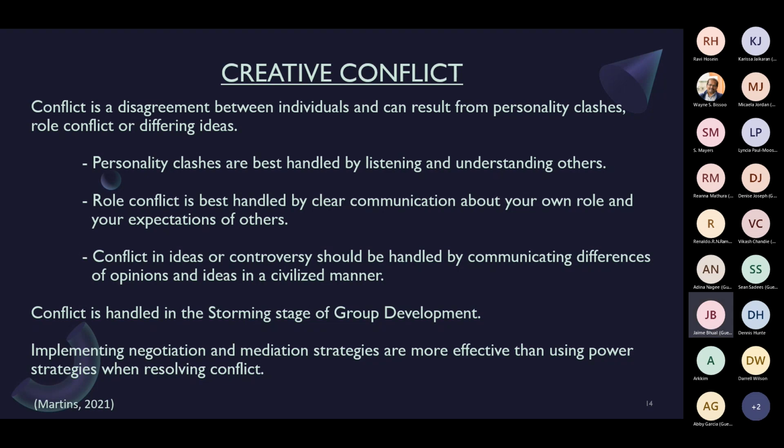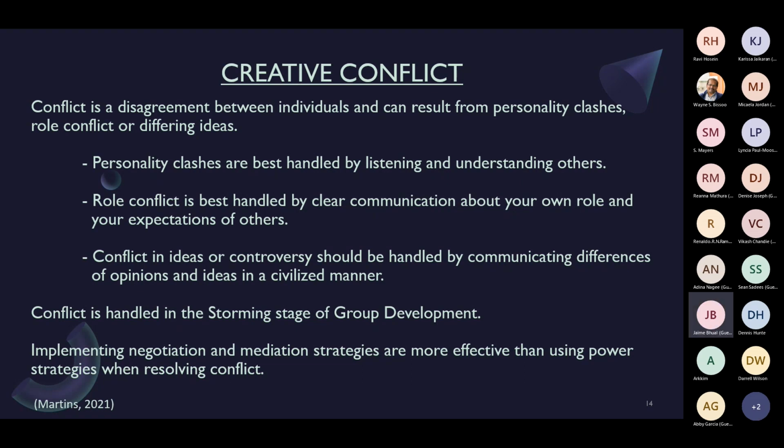As discussed earlier, conflict is dealt with in the storming stage, and if it's not resolved, it can create a hostile and tense atmosphere. But on the other hand, it can also improve the group's purpose. Personality clashes are best handled by listening and understanding others. Role conflict is best handled by clear communication about your own role and your expectation of others. Conflict in ideas or controversies should be handled by communicating differences of opinions and ideas in a civilized manner in order for the group to make the best decisions.